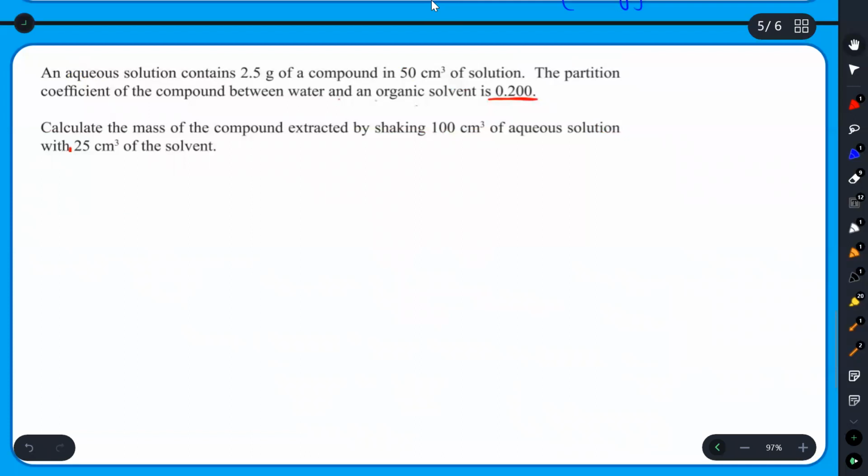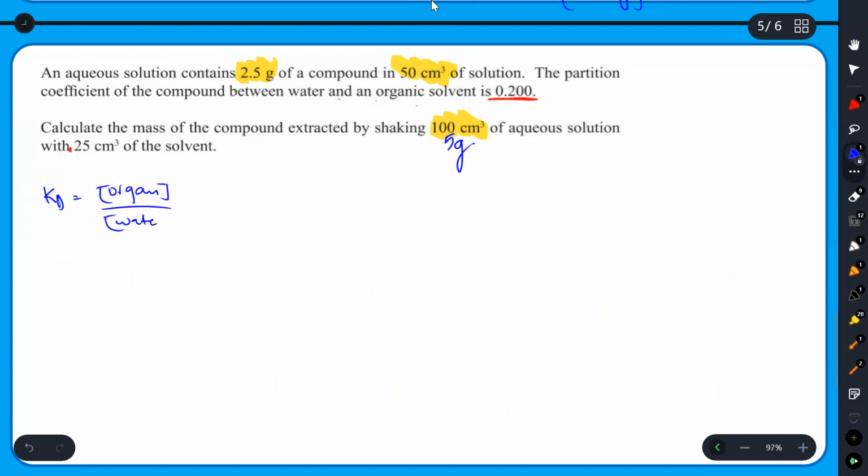Now, we were told that in 50 centimeter cube, you'll have 2.5 grams. In 100, you'll see that 100 is 2 times 50. In 100, you'll have 5 grams. I hope that was clear. So now, we're supposed to find the KD, which would be equal to the organic solvent layer concentration over the water layer concentration.